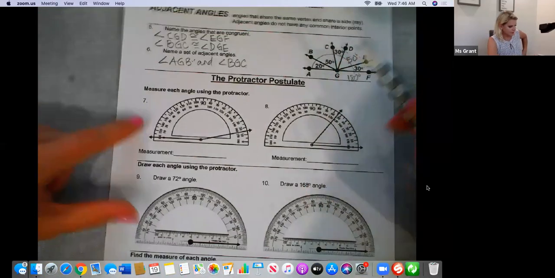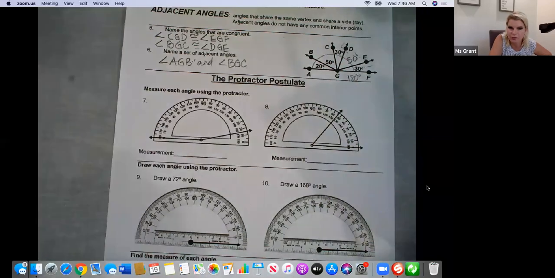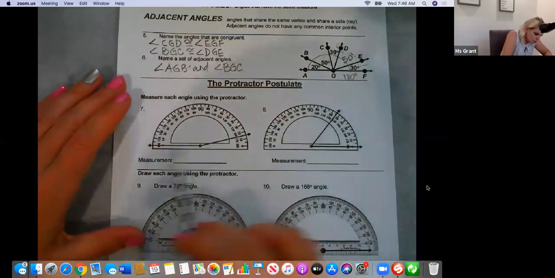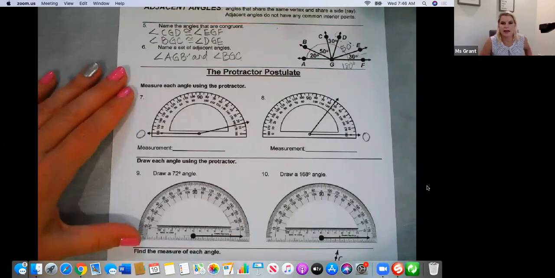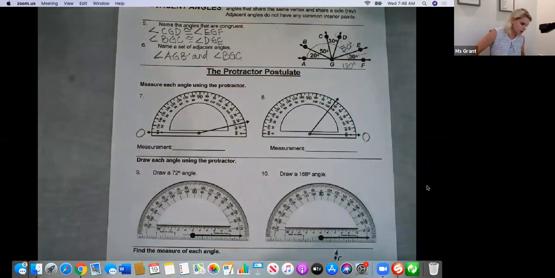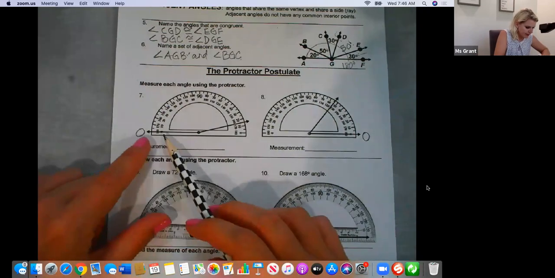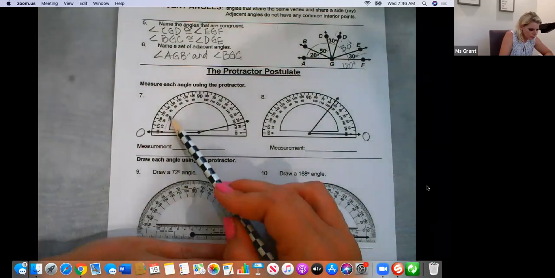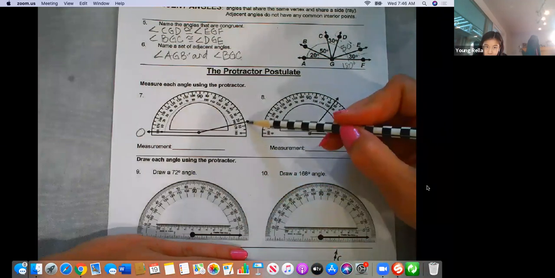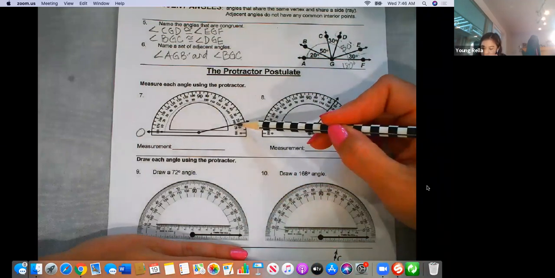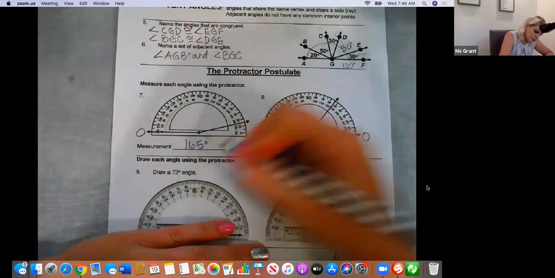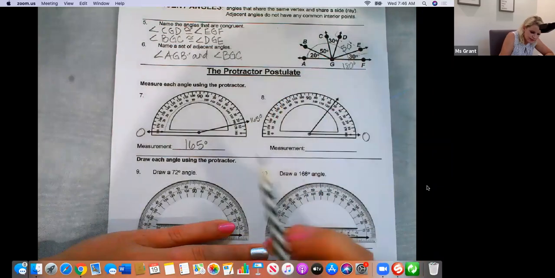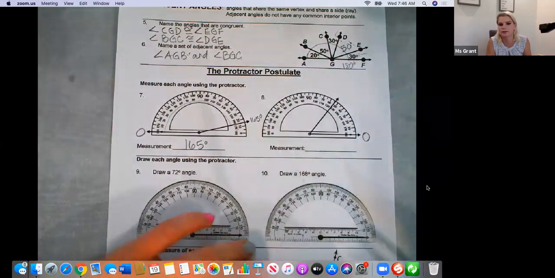All right, number 7. So the use of a protractor. The longest side is where my 0 is. So I'm gonna mark that all my zeros for 7 and 8 are right there, okay? So Rella, what is the measurement of number 7? 0 all the way to? The measurement is 165. 165 degrees. See how this is where it ends up? Between 160 and 170, 165 degrees.